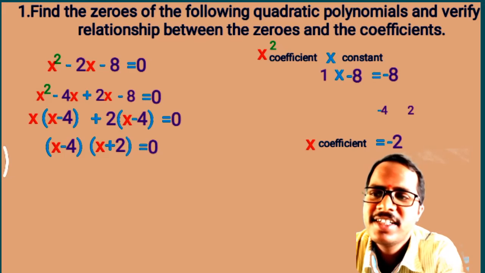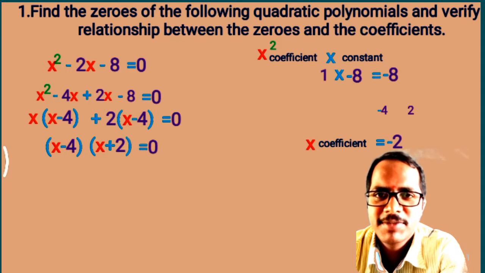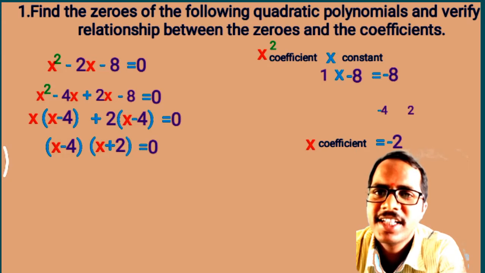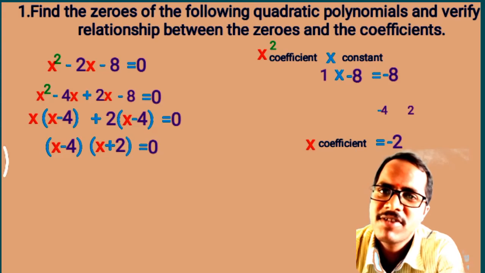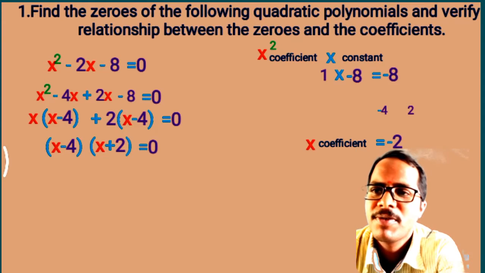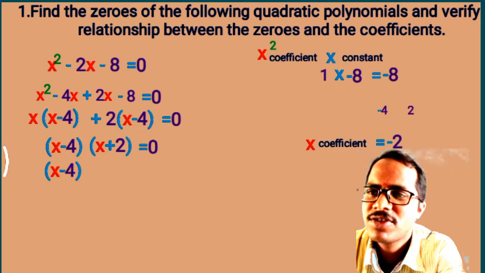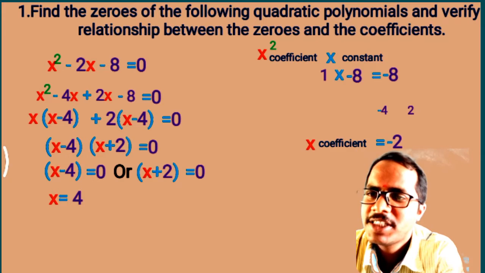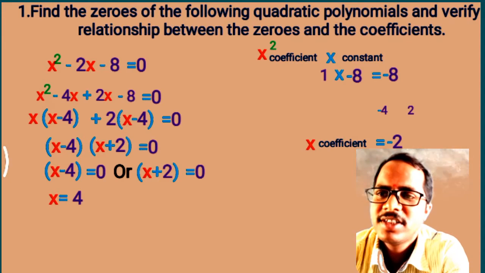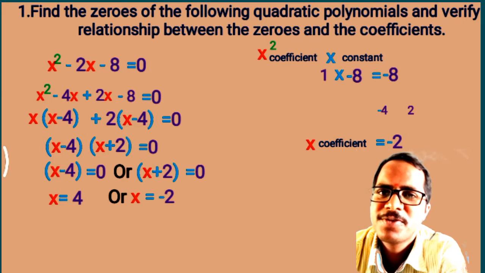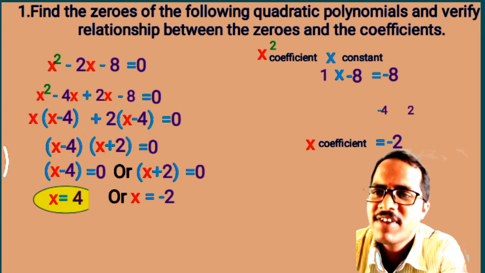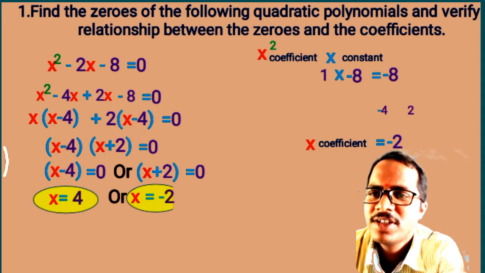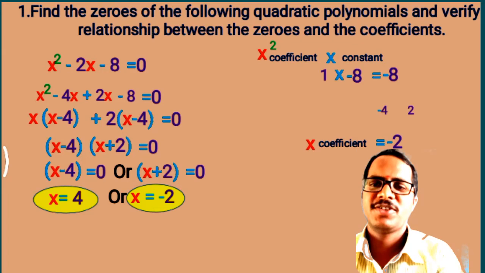So now what we get? x minus 4 into x plus 2 equals 0. Here the product is becoming 0. That means any one of these factors must be equal to 0 or both equal to 0. So we can take x minus 4 equals 0, or x plus 2 equals 0. By simplifying these, we get x equals 4 or x equals minus 2. Now we get the required zeros for the given polynomial as 4 and minus 2. So here 4 is the first zero and minus 2 is the second zero.